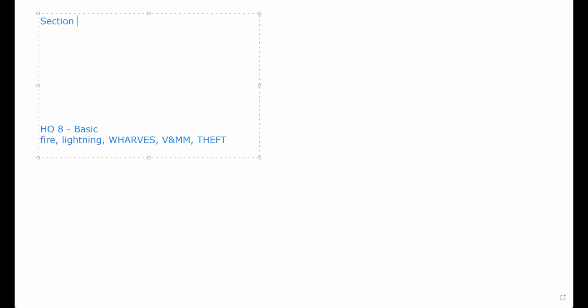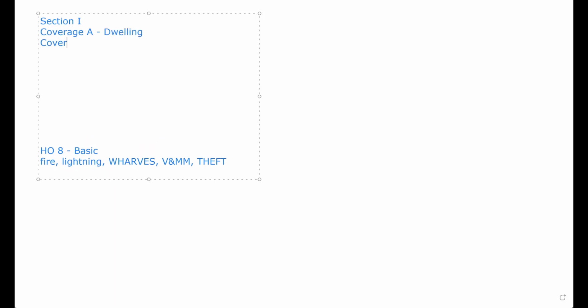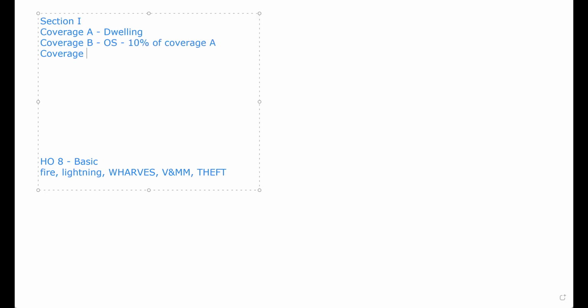So under Section 1, we have Coverage A, which is your dwelling, and they will give you the limit for your dwelling. And then you have Coverage B, and I'm going to simplify this, abbreviate it, other structures, which is your 10% of Coverage A. And then you have your Coverage C, which is your contents or personal property. And that is 50% of Coverage A there.